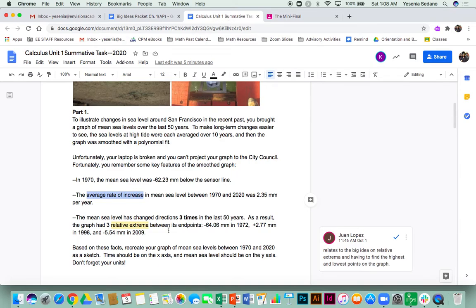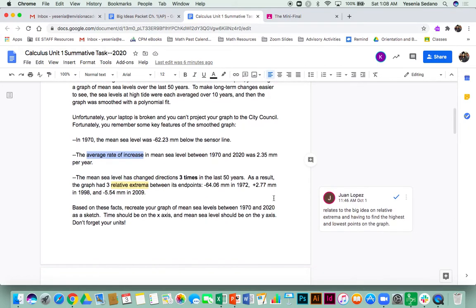But of course, sea levels are rising due to climate change, so we're talking about an average rate of rise. So I instantly think velocity, so we might need to use the velocity formula. The mean sea level average rate of increase between 1970 and 2020 was 2.35 millimeters. So I know that the average rate between two points is going to give me that. There's going to be an additional support video to figure out how to do this bullet point, but I'm also interested to see what ideas y'all come up with.